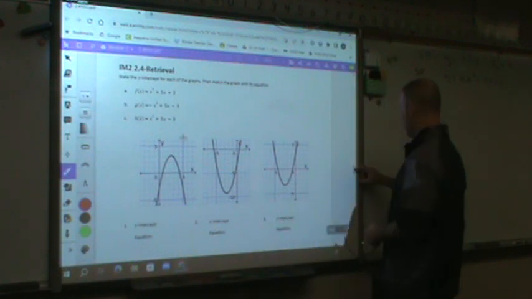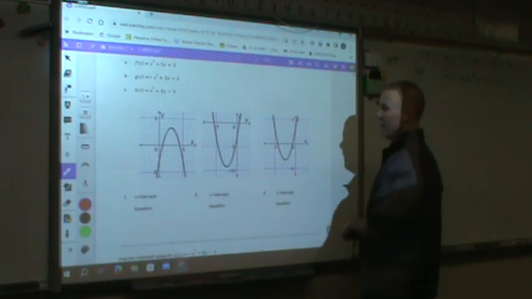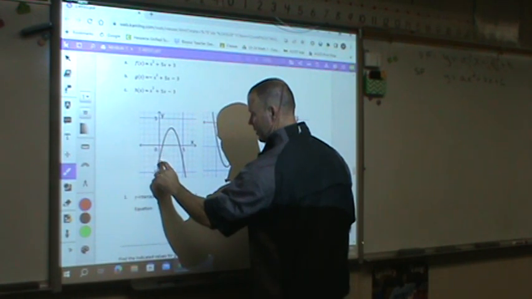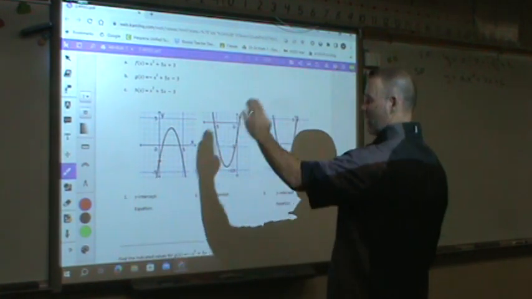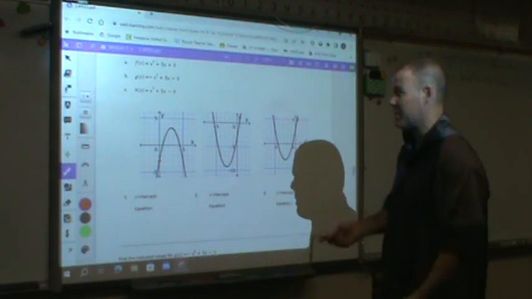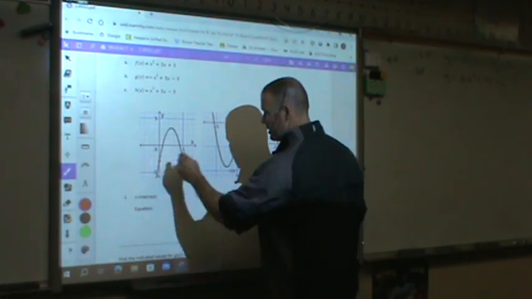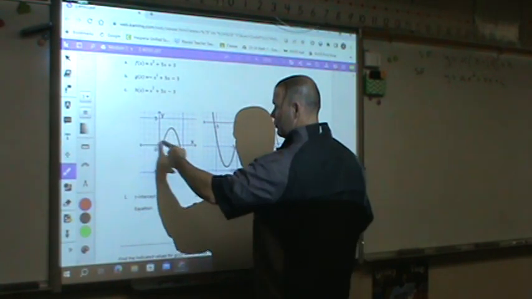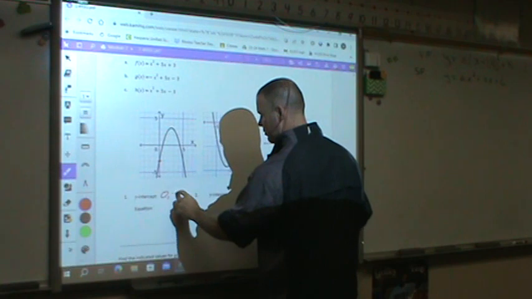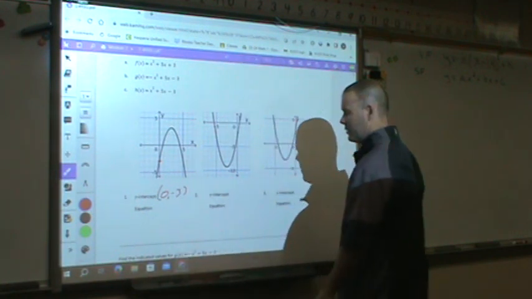So the first thing I want to do is identify the y-intercept. If I look at the first one, the y-intercept is right here. That is where the parabola is crossing the y-axis. You learned that from Math 1. What's the y-intercept? Where the line crosses the y-axis, right? So what is that particular point? I did not move right or left, and I moved down 3 units. So (0, -3). That's the y-intercept.